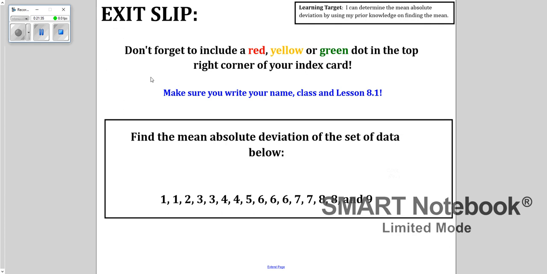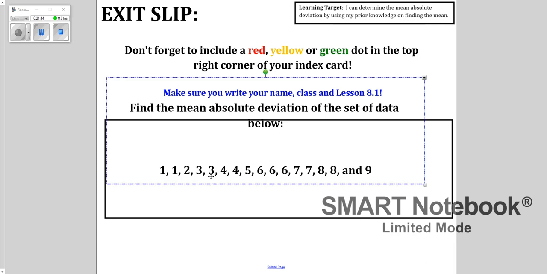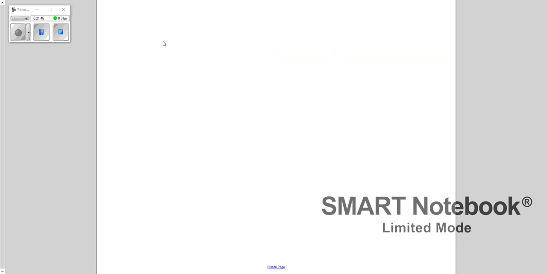All right, so here's the exit slip. Try this one. Do those 3 steps. When you unpause the video, the answer will be on the screen. Let me just give myself more room. There you go.